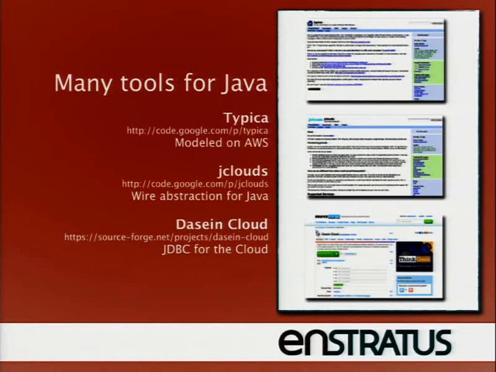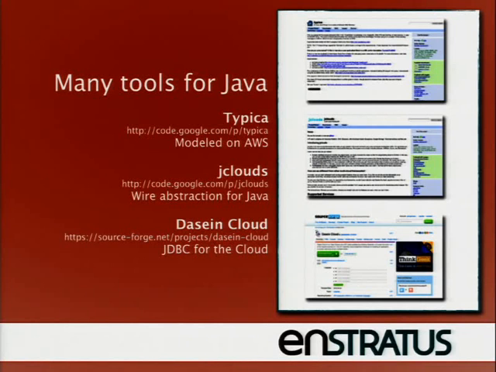And I use, like I said, Typica here because it's probably the best example of a Java library that's mapped directly onto an API. Typica is a Java library that looks exactly like the AWS API, and if you're used to that, then you can write to that, and then you can't write to anything else.